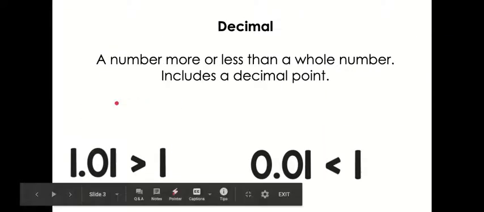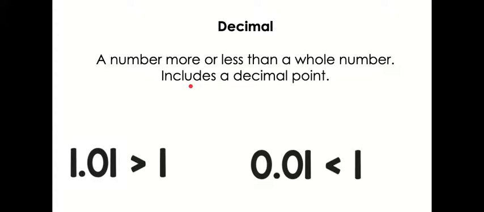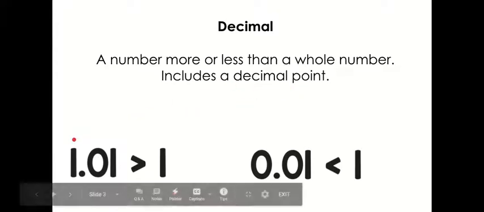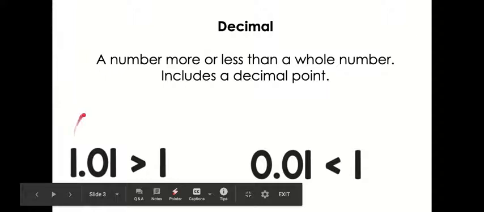Now, what a decimal is: it has a decimal point, which you'll see right here and here. A decimal is a number more or less than a whole number. It includes a decimal point. So if you look here, the whole number is 1, but this is 1/100th more than 1. So it's just a little bit greater than 1. Now, if you look at this decimal, this has no whole number, so that already makes it less than 1. And then it is 1/100th. So 100th is less than 1.